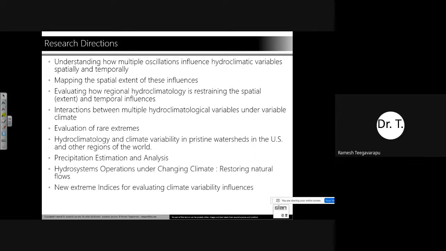And how do we change the operations, especially under both climate change and climate variability, so that we can restore natural flows? This is one of the big research areas in different parts of the world, where they want to restore the flows to the natural conditions. And we can develop new extreme indices.